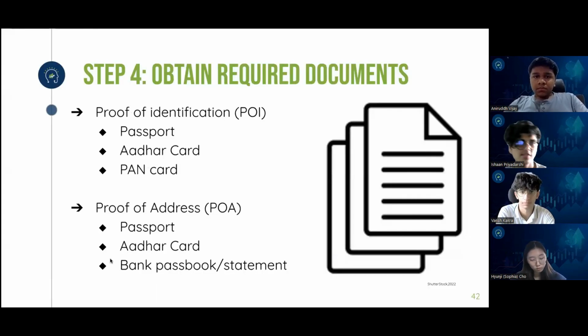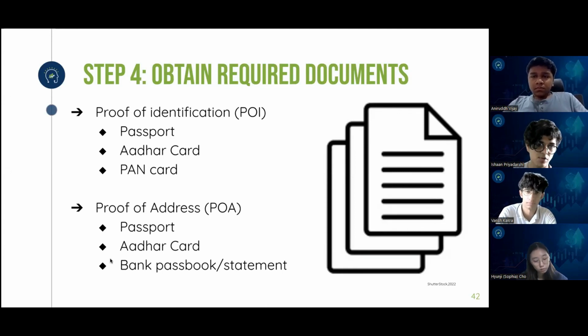Right. So the final step that you're required to complete to open a custodial account for yourself is to obtain any remaining documents that are required by the bank during the process of opening an account. Any one of the documents from each of these 2 categories is required. The first is a proof of identification, or POI, which can either be your passport, an Aadhaar card, or a PAN card, which most of you have access to. And the second is a proof of address, which also includes either your passport, Aadhaar card, or a bank passbook or statement that you received from your parents.